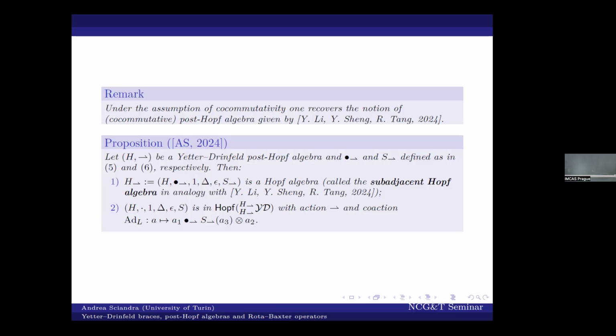With action given by harpoon, you have a Drinfeld post-Hopf and adjoint coaction. Again, you can see that if you require cocommutativity, the adjoint coaction is trivial. So the braiding of Drinfeld modules is just given by the flip map, and so H dot is a standard Hopf algebra. This in fact coincides with the definition of cocommutative post-Hopf algebra given by Li, Sheng, and Tang.